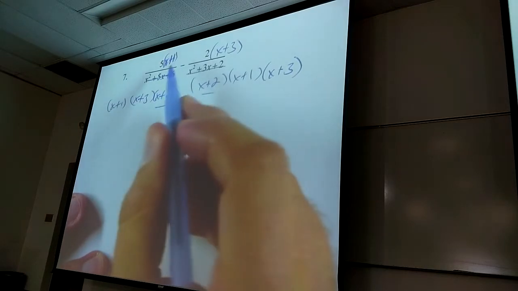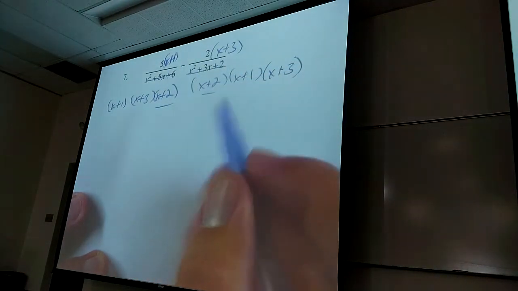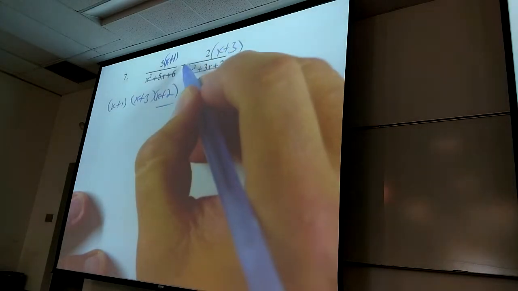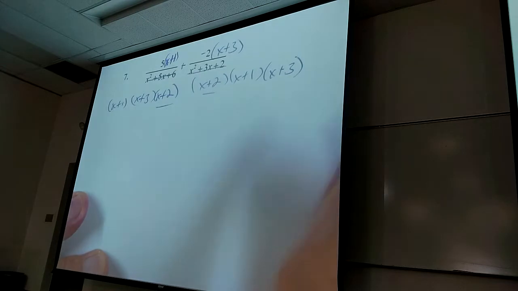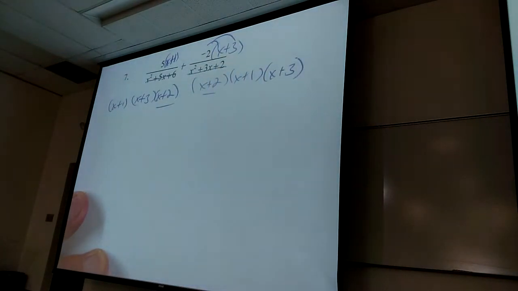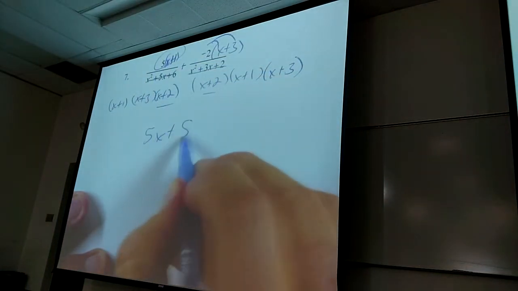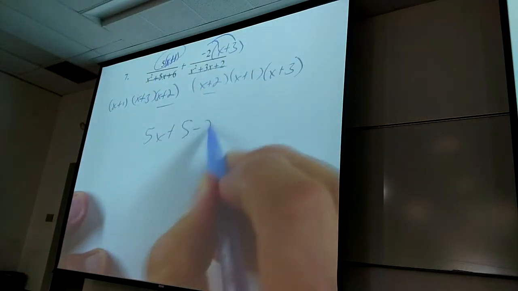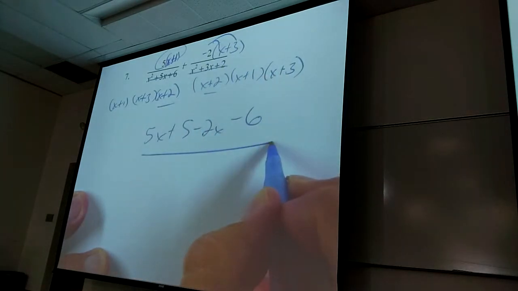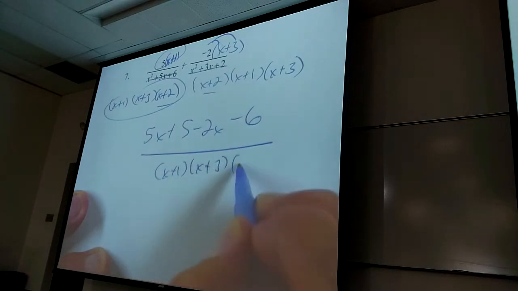What do we got on the top here? And now remember, I think most of you are going to like doing this. When you have a negative in the middle, I highly recommend you automatically make plus negative, because then it's really going to be in your face that a negative is going through. So that 6 stays. So what do you get here? 5x plus 5 minus 2x minus 6, all over this, because that's what they both are.